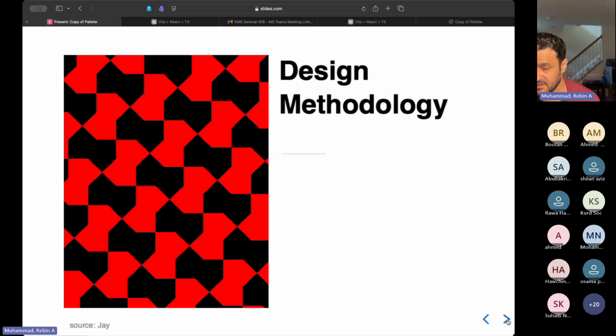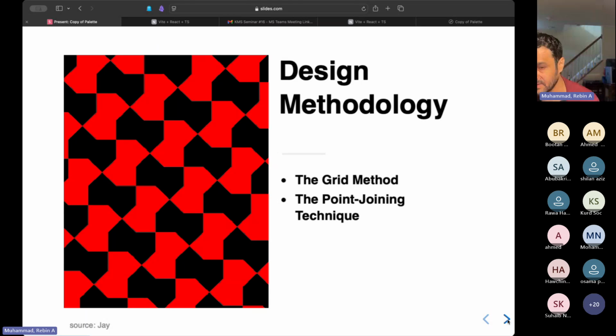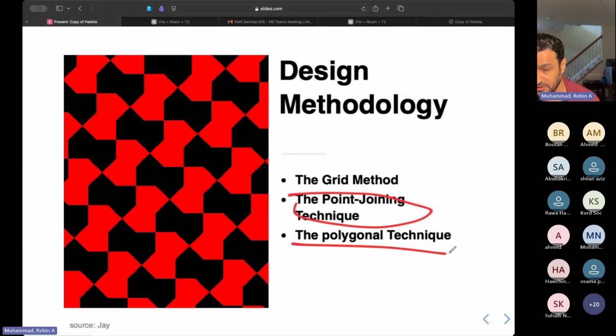But I will mention the three famous ones here. The first method to create Islamic geometric pattern, for which we have some historical evidence, is called the grid method, and this is very simple. The second one is called the point joining technique. This is a method that people love; if you go to Instagram and check IGP, you see this method of Islamic geometric pattern. Artistic people do it because it's beautiful. The third one is the polygon technique. The polygon technique is the one that mathematicians and computer scientists love because you can create unlimited types of Islamic geometric pattern.